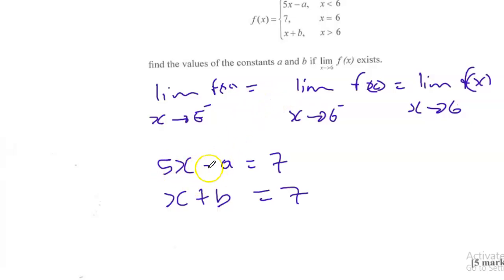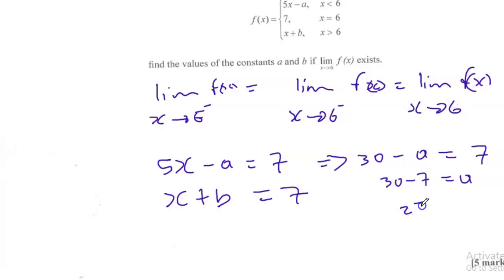So for the top one, replace x with 6, we end up with 5 times 6, 30, minus a is equal to 7. And if we do some rearranging there, a would be equal to 30 minus 7. So a will be 23.